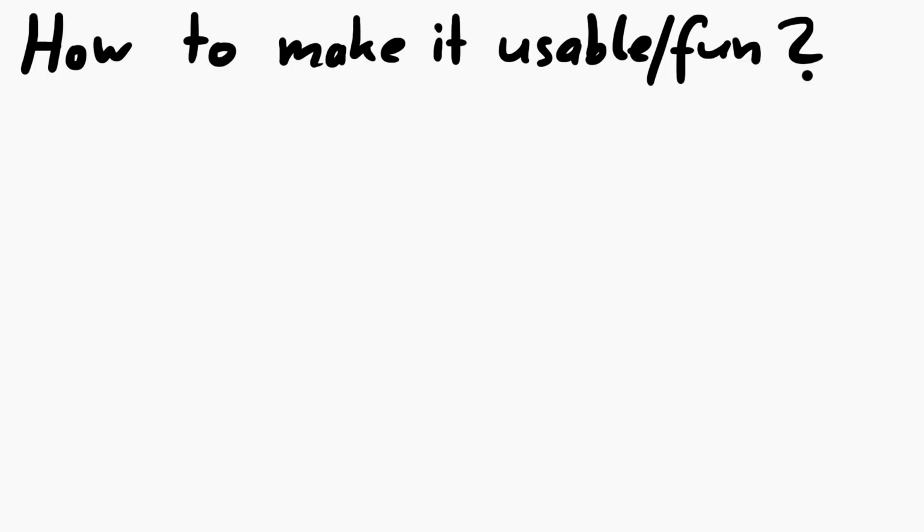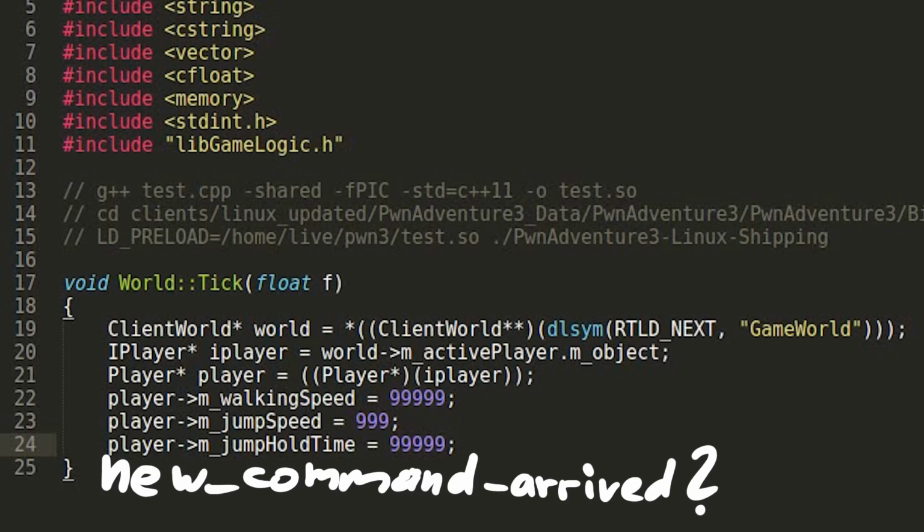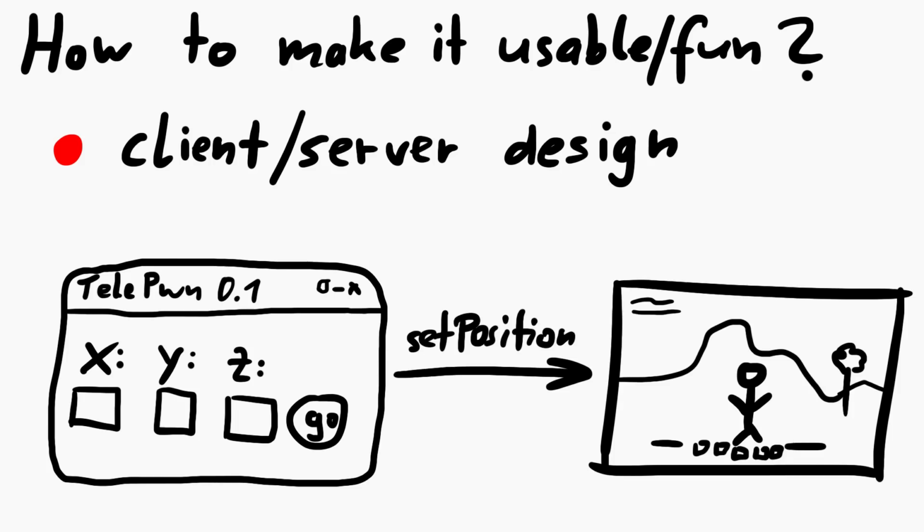So my first plan was to implement a small command and control server. I wanted to use the tick function, which is called multiple times a second, to check if a command arrived, and then I could write a neat control panel to teleport around wherever I want. But there's a much cooler idea.